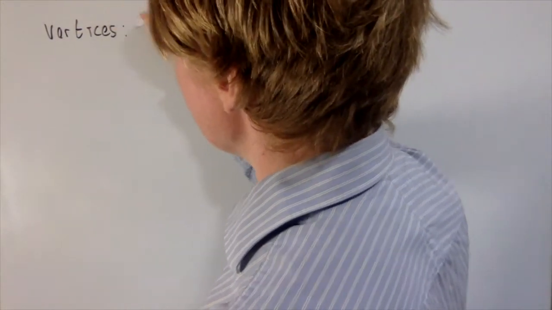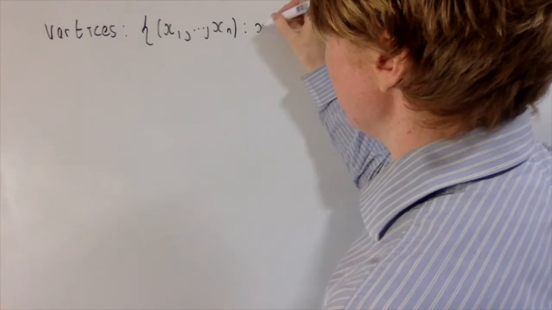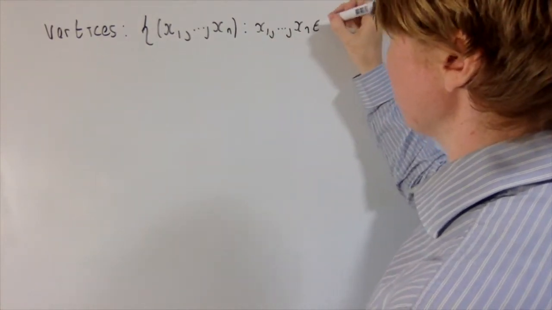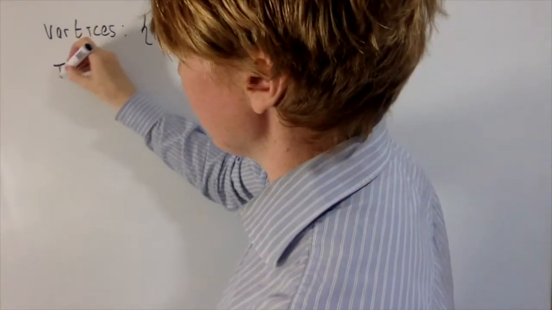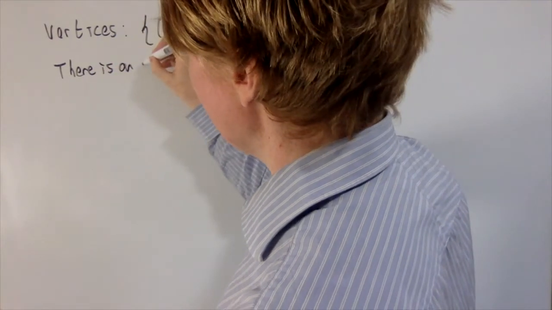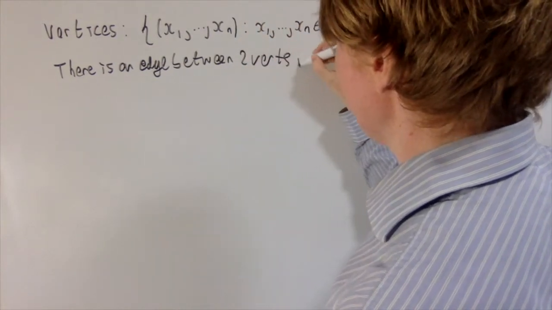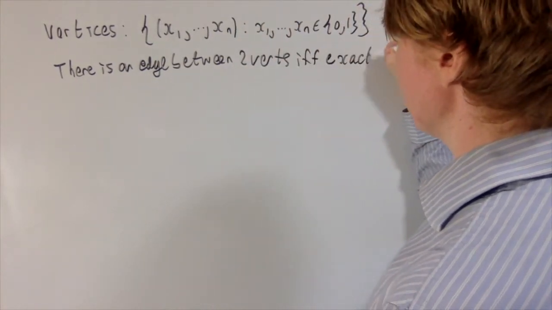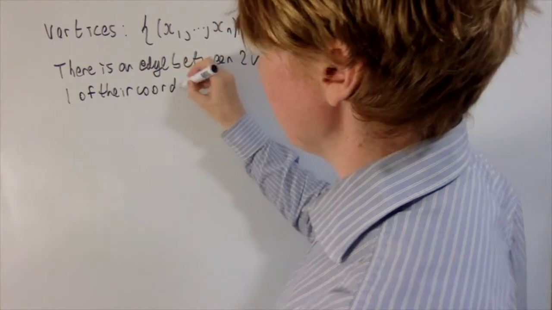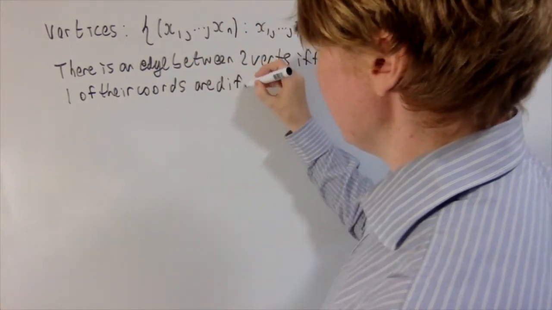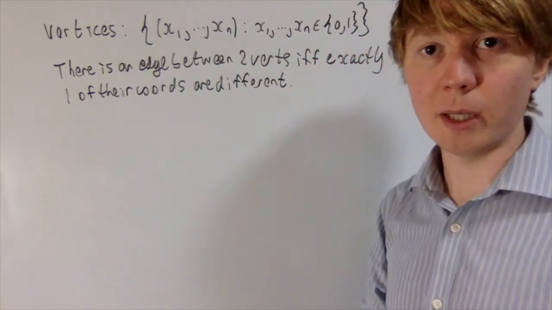So your set of vertices, it's really convenient if you write these as x1 up to xn, the n-dimensional hypercube graph, such that each of your coordinate entries are either equal to 0 or 1. And then this is really helpful because then there is an edge between two vertices if and only if exactly one of their coordinate entries are different. And then using this fact, this can lead us to a nice partition to show that the n-dimensional, finite dimensional hypercube graph is bipartite.